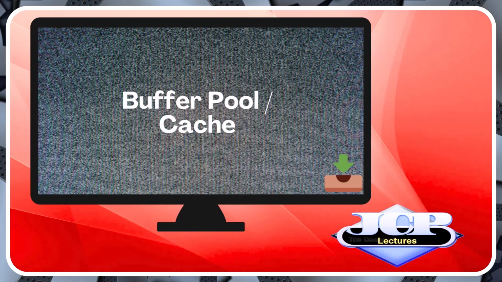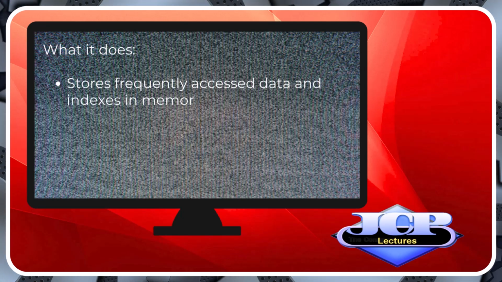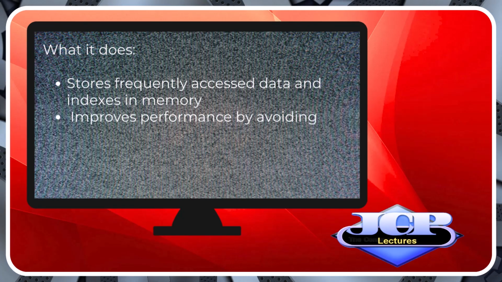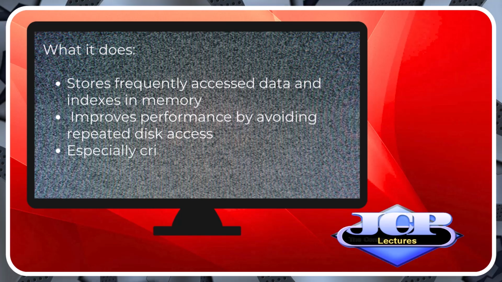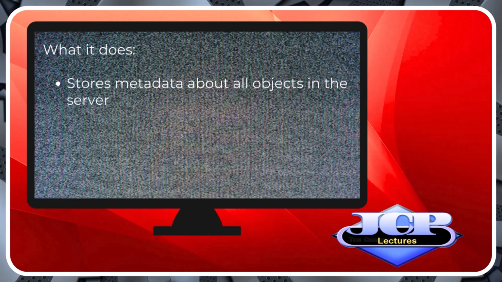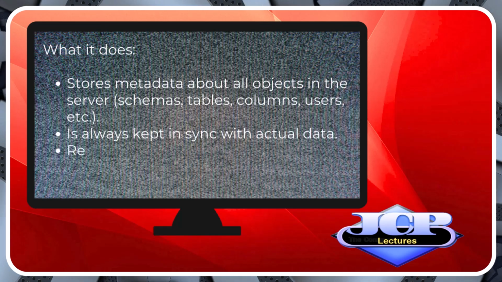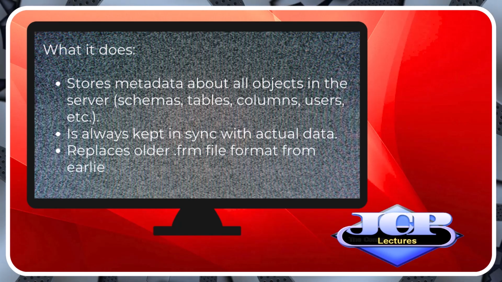The Buffer Pool stores frequently accessed data and indexes in memory, and improves performance by avoiding repeated disk access, especially critical for read-heavy systems. And the Data Dictionary stores metadata about all objects in the server, is always kept in sync with actual data, and replaces the older FRM file format from earlier versions.